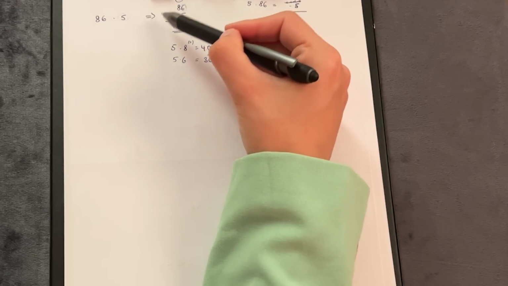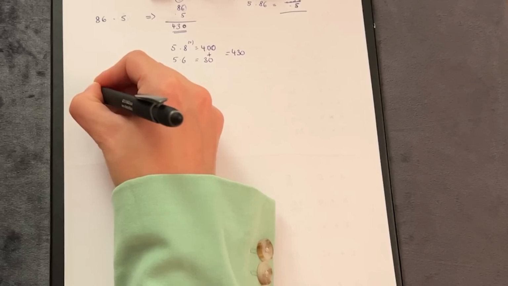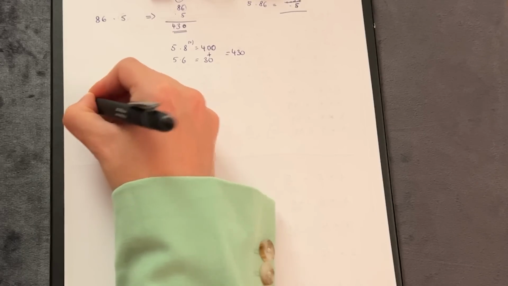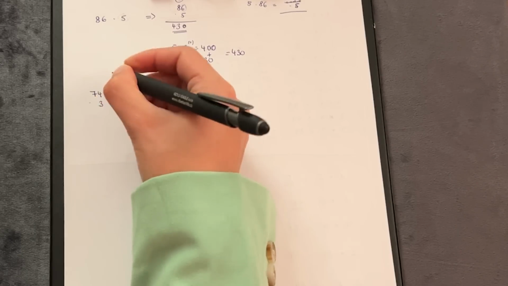This way you do not really have to write it down or use a calculator. You can just do it from the top of your head if you are bold enough. And yeah, so let's do another number, which is going to be 74 times 3, for example.